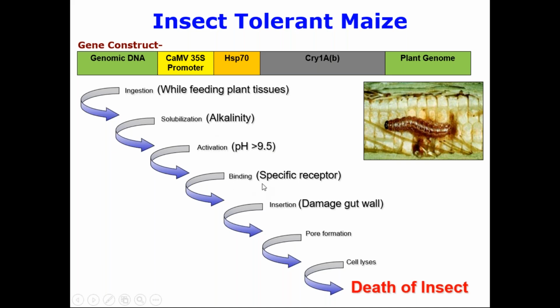Once it is activated, it binds to specific receptors which are present on the gut wall of the insect. These receptors are not present in the human gut. Once they bind because of the receptor interaction, they insert into the gut, they damage the gut wall, they cause pores to be formed in the gut, and this results in the spillage of all the gut constituents. The lysis occurs, and this results in the death of the insect. What is to be understood here is that the activation requires pH 9.5. At pH 1.5, the Bt protein cannot be activated. And further, it requires receptors to bind to the gut, and these receptors are absent in the human.